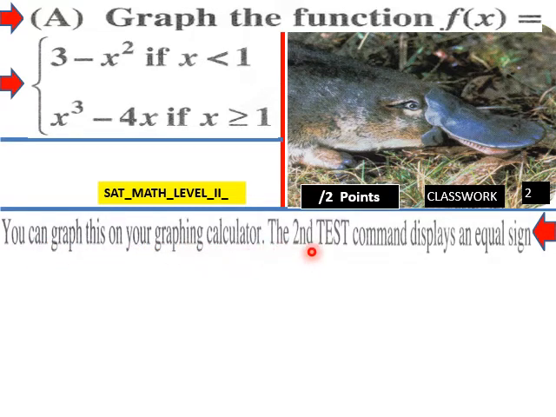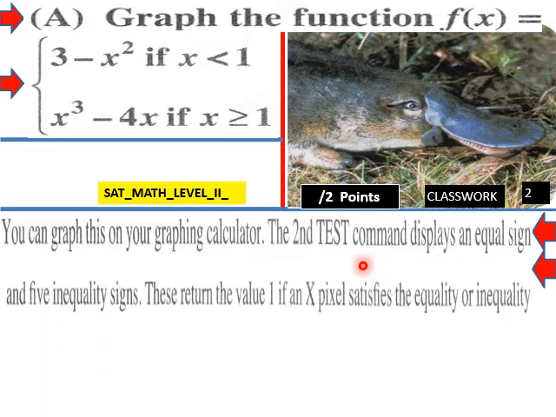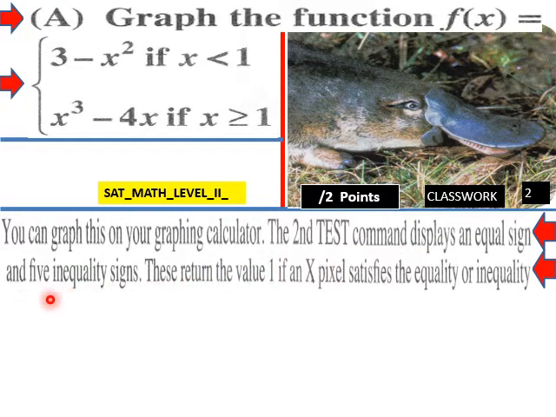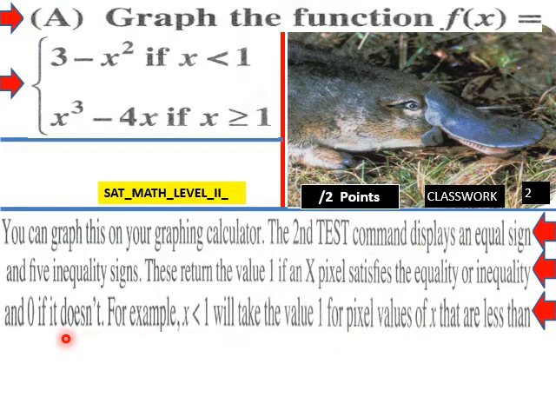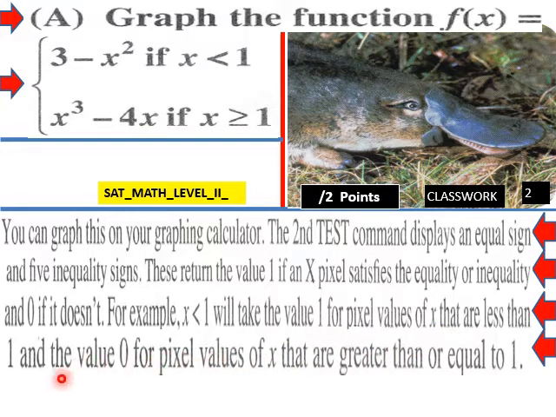The second test command displays an equal sign and 5 inequality signs. These return the value 1 if an x pixel satisfies the equality or inequality, and 0 if it doesn't. For example, x less than 1 will take the value of 1 for pixel values of x that are less than 1, and the value 0 for pixel values of x that are greater than or equal to 1.